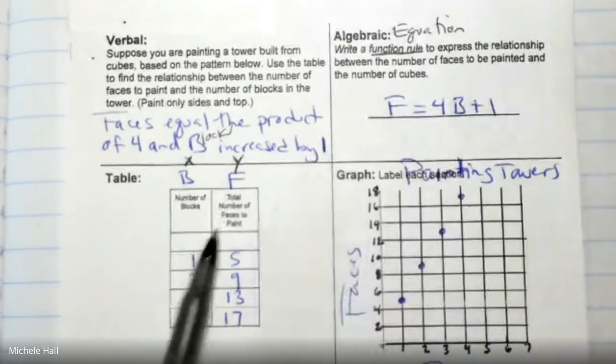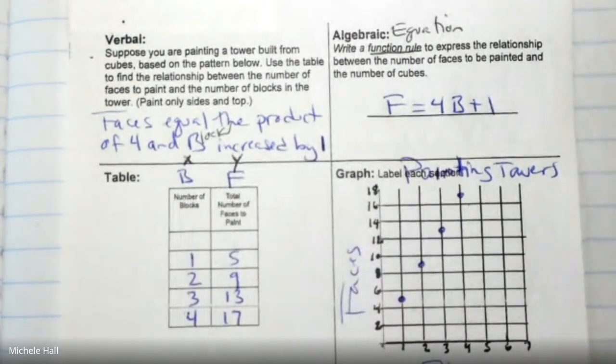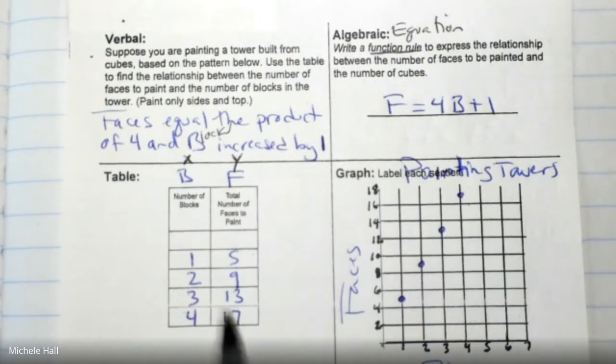Obviously, faces and blocks, I can tell, are from the headings up top. But what about the 4 and the 1? I should be able to see that. Does anybody see where there's a 4 or a 1? What do you got? On this first one right here? Yeah.